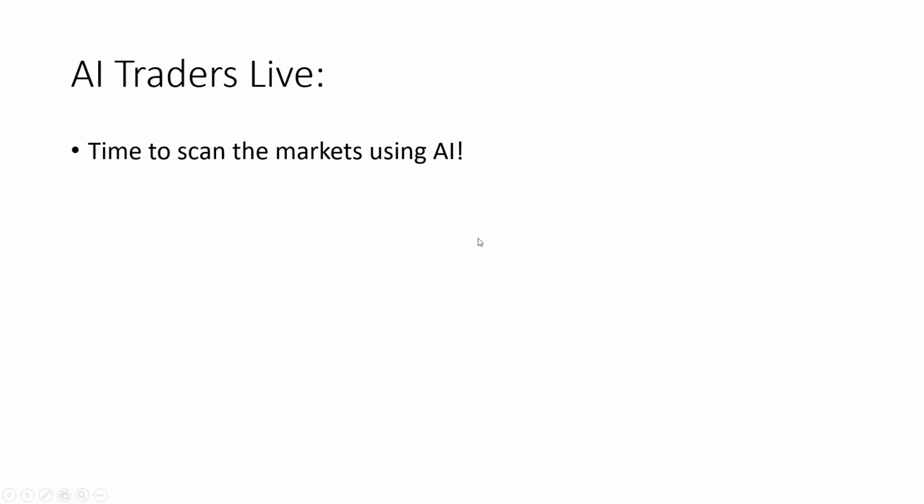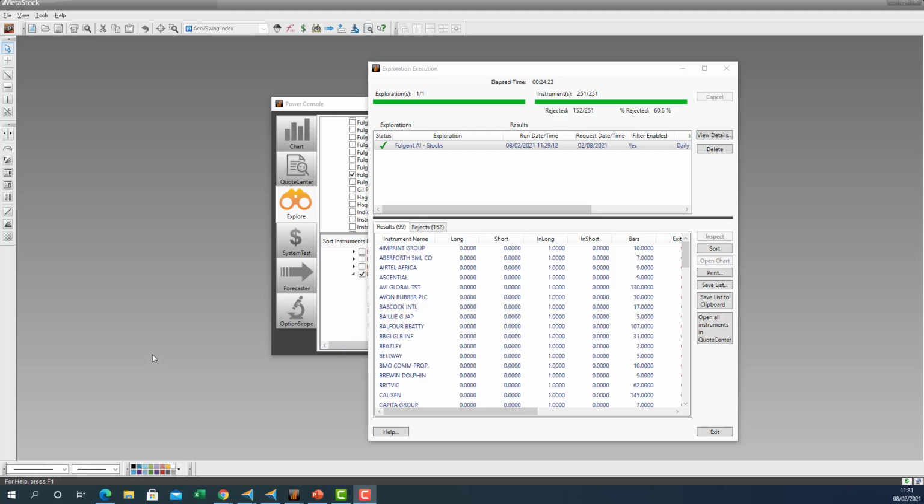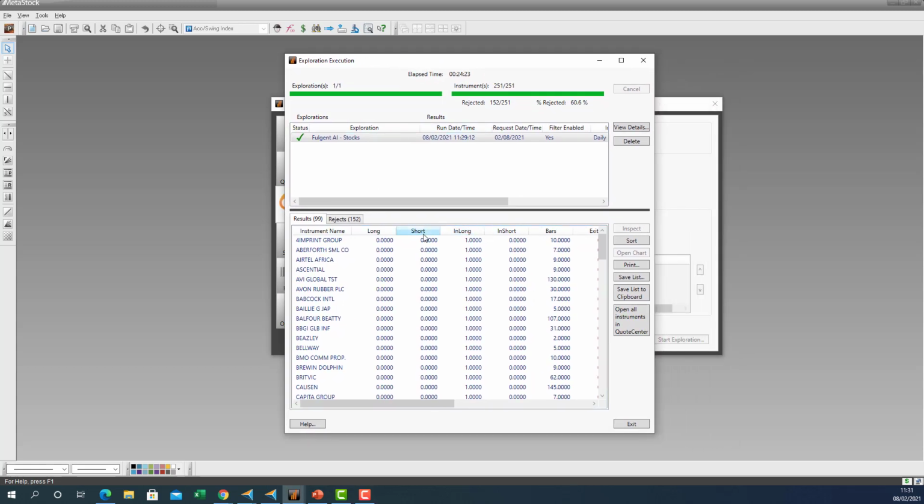Okay, so we're going to look at the Metastock software in more detail, and we're going to scan the FTSE 250 market in a second. So I've got the FTSE 250 index constituents. I've run the AI scan. It took about 24 and a half minutes to do the entire screen. There's 60% rejects, meaning there isn't really a particularly strong signal recently, so that's 152 rejects, and there's 99 long and short ideas where the AI has alerted us of either a short trade or a long trade.